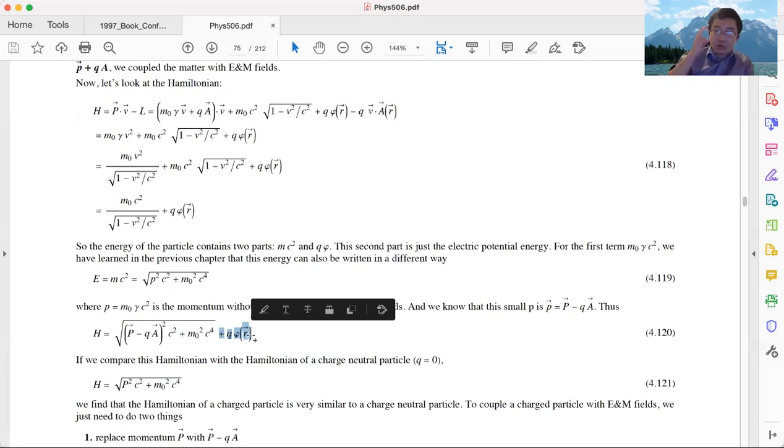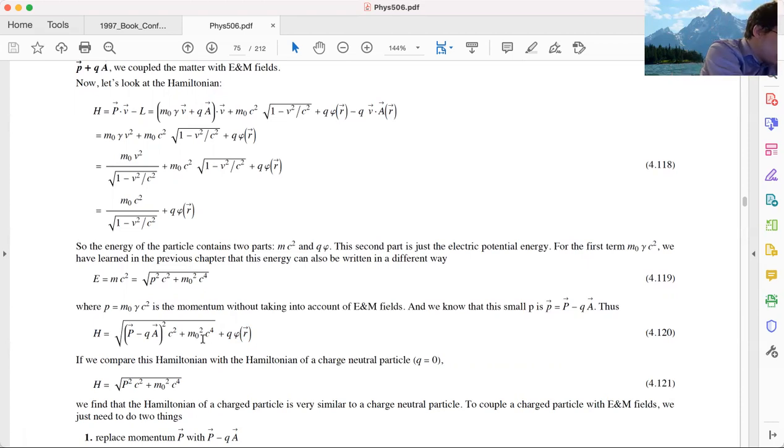And secondly, and more importantly, we also need to modify the momentum. So for a neutral particle, energy involves momentum squared c squared. But for a charged particle, the energy is not momentum squared c squared. It's momentum minus QA, squared, times c squared. So if we start from the Hamiltonian of a neutral particle and want to write down the Hamiltonian of a charged particle, we need to do 2 things. One is to add electric potential.